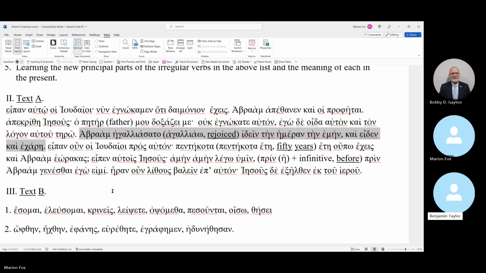Abraham egaliasato idein ten hemeran ten emen, kai eiden, kai echare. Abraham rejoiced to see my day, and he saw and rejoiced.